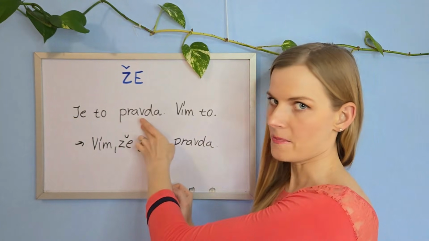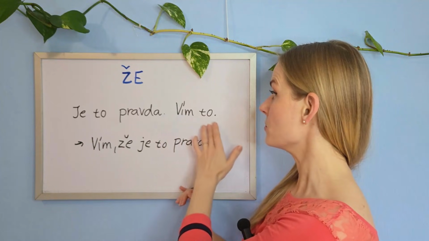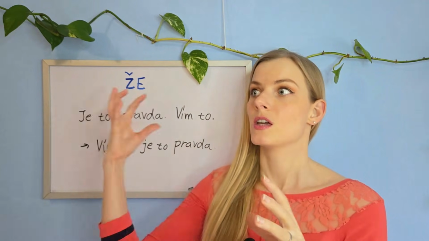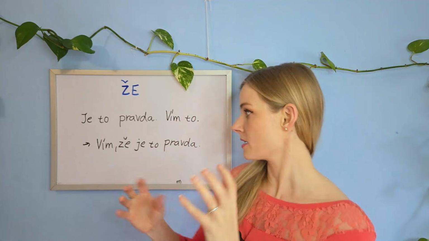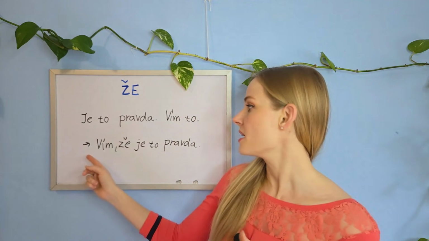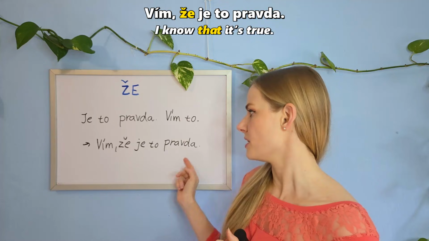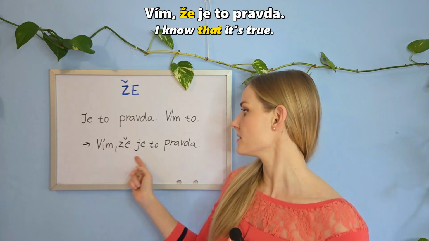Imagine you have two separate statements, two separate phrases. Je to pravda? It's true. Vím to. I know it. Je to pravda? Vím to. And we can put them together and make this sentence. Vím, že je to pravda. I know that it is true.